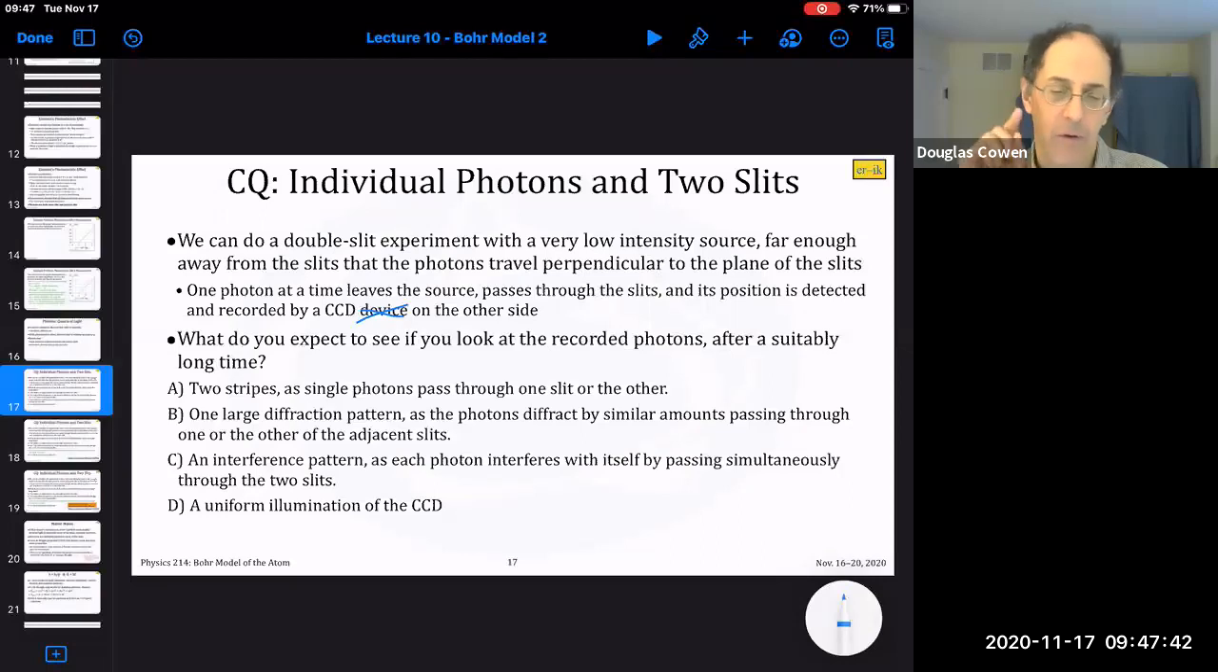Okay, so these photons are going through one at a time through these two slits. And then there's a pattern on the screen behind them. What's that pattern going to look like after those individual photons have gone through these two slits, one after another, for some long period of time? So get your answers in.